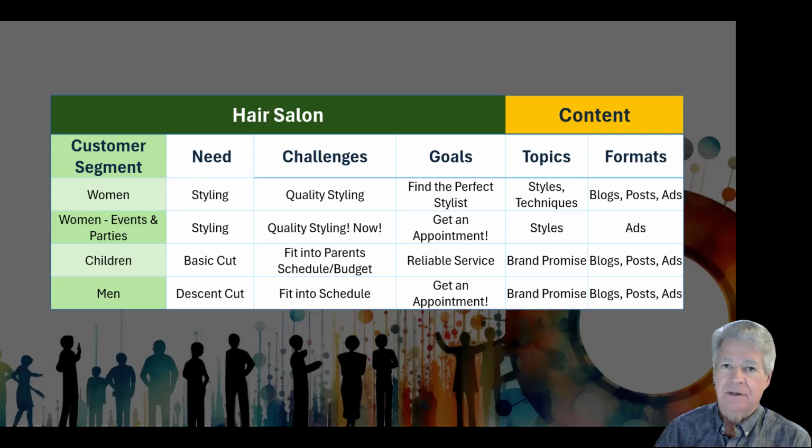Children are easy because they're going to be accompanied by a parent, so they need to fit into their parent's schedule and budget. Content should feature your brand promise, and the formats can be blogs, posts, and ads.